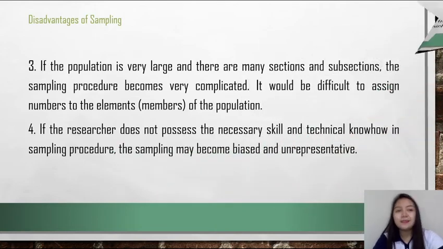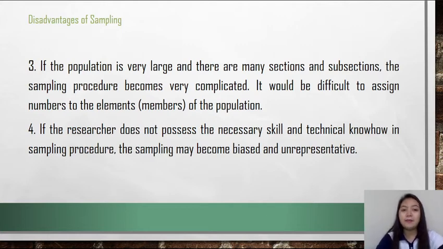Number 3, if the population is very large and there are many sections and subsections, the sampling procedure becomes very complicated. It would be difficult to assign numbers to the elements or members of the population due to its size. It's very large, and it's hard to assign.